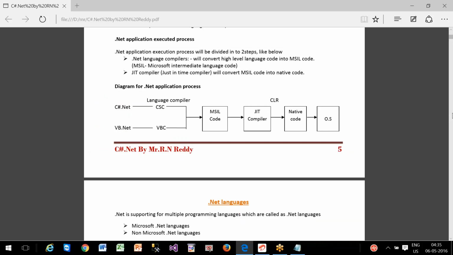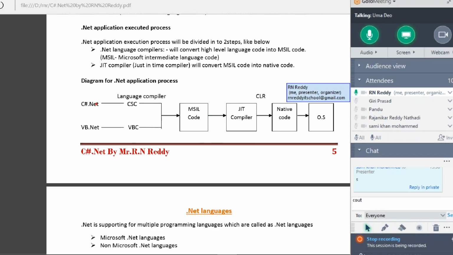Are you getting my voice, all of you? Yes. So whenever you write the program by using C#.NET or VB.NET, the program is in high level language code. That code has to be understood by the CLR. But CLR can understand only MSIL code. Due to that reason, for every language they are giving one language compiler. C#.NET language compiler is CSC. VB.NET language compiler is VBC. Microsoft has given a language compiler for every .NET language.